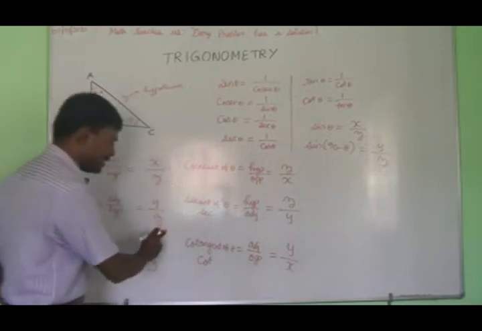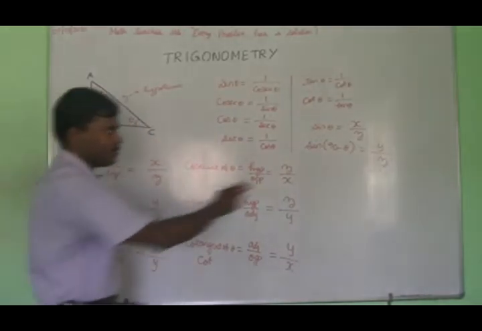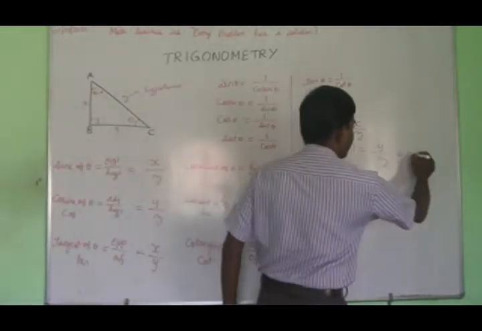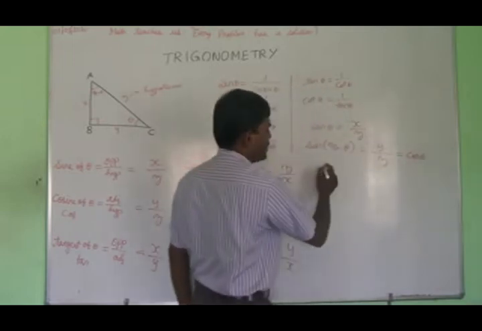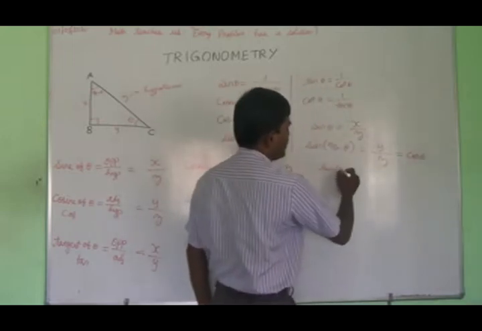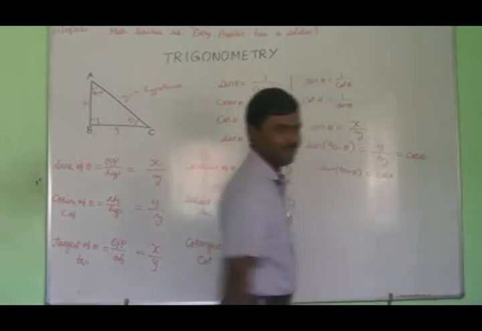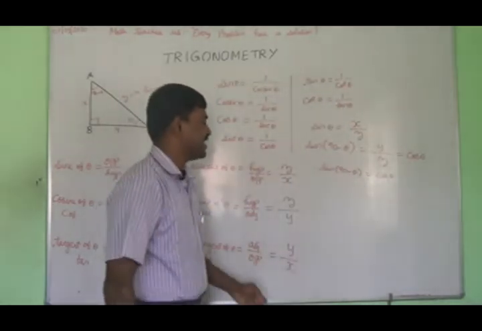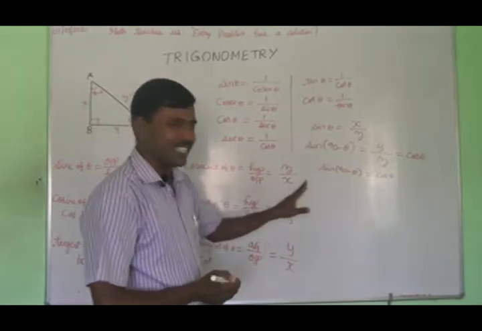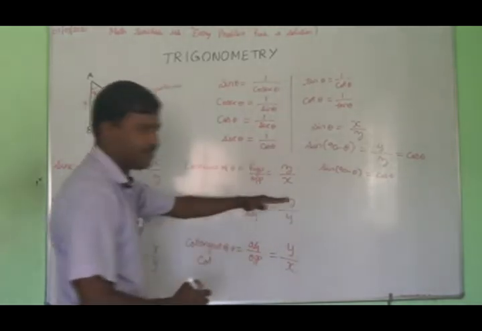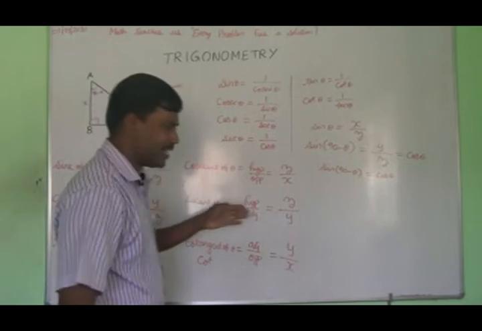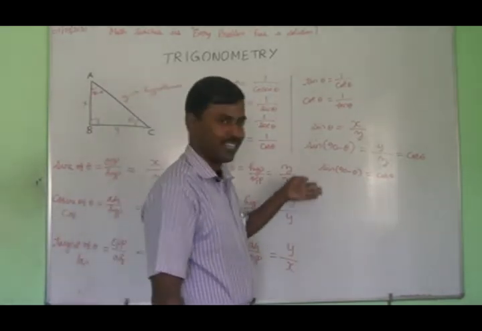See, this y by z is nothing but your cos theta. So we can replace it by cos theta. So from this you can understand that sine 90 minus theta and cos theta both are the same. Isn't that interesting? Sine 90 minus theta is equal to cos theta. Similarly, in the same way, you can bring up the remaining results.